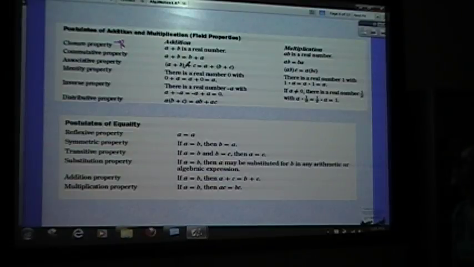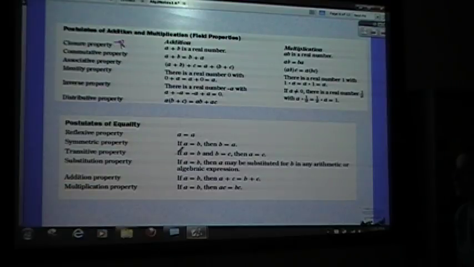and the distributive property we already talked about. I'm not so concerned with you knowing these by name. It was more important in geometry when you're working on proofs. But you definitely need to know how to use these because it's going to come into play when you solve algebraic problems.